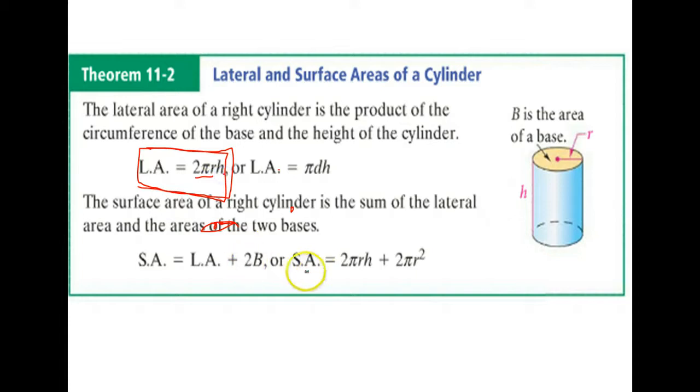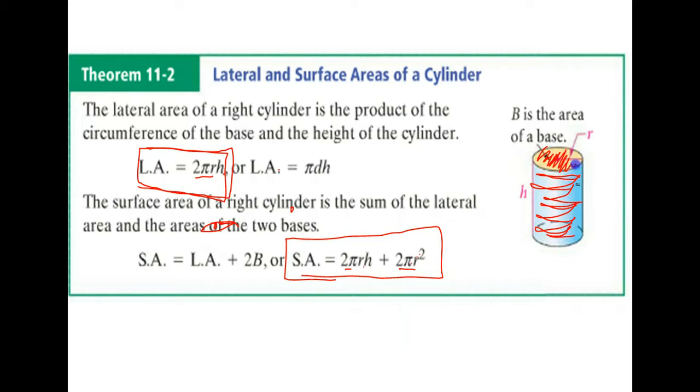The surface area, here's our formula for surface area, is the circumference times the height, which gives us the area of all of this part of the cylinder, all of the sides. And then plus 2 times pi r squared. Pi r squared is the area of one circle, and we have 2 of them. So we do 2 times the area of a circle. Those are your formulas. Make sure you have those written down so that you can use them.